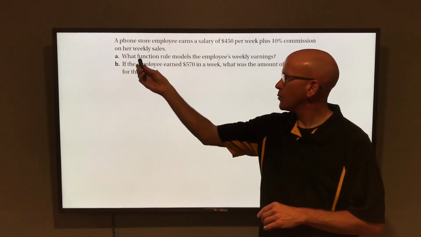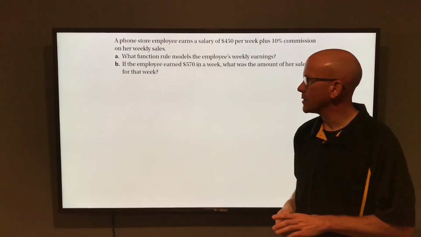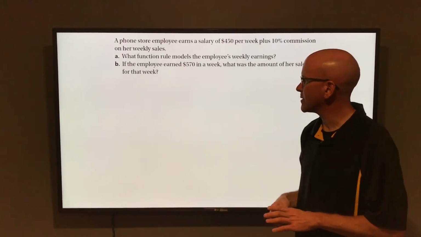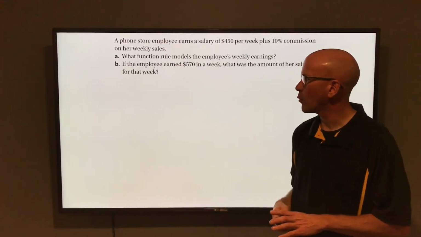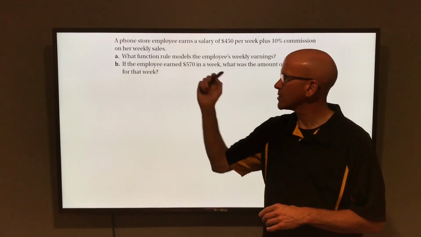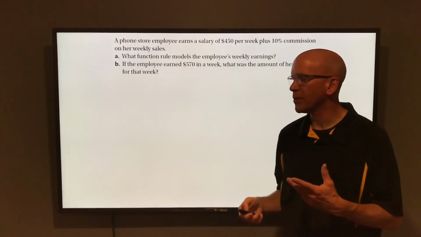Part A, what function rule models the employee's weekly earnings? And part B, if the employee earned $570 in a week, what was the amount of her sales for that week? So part A, what function rule models the employee's weekly earnings?